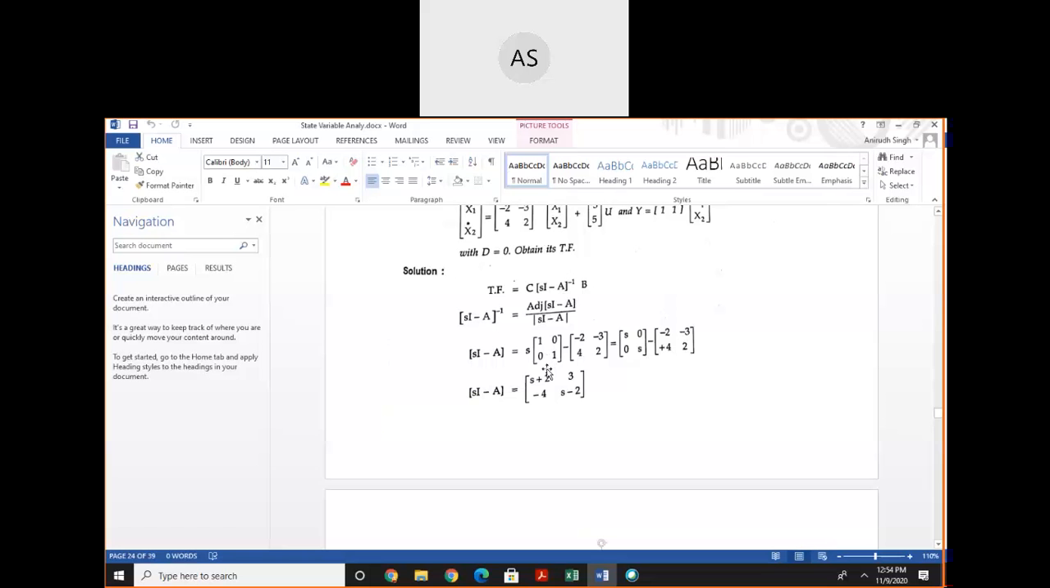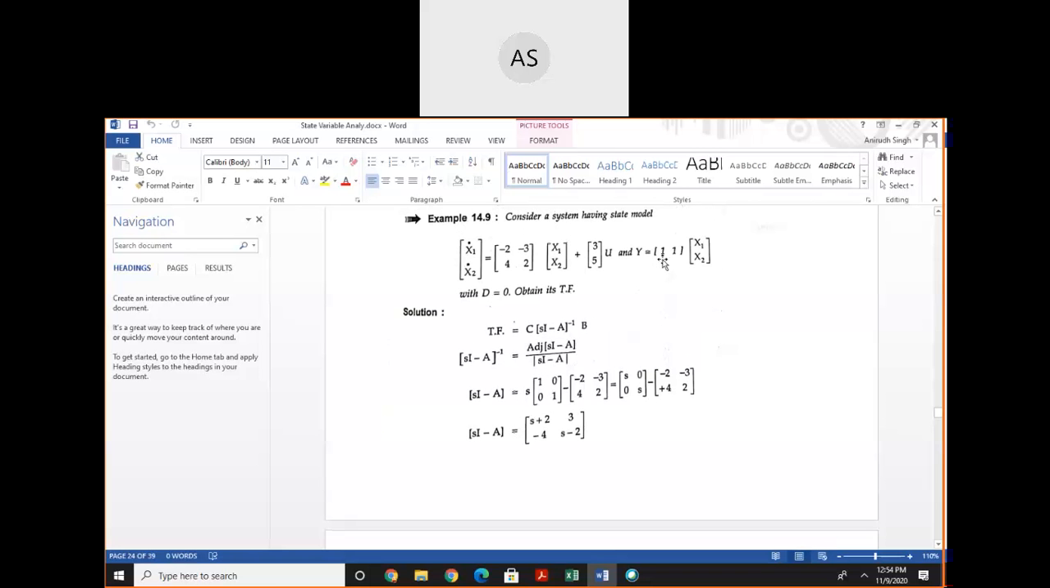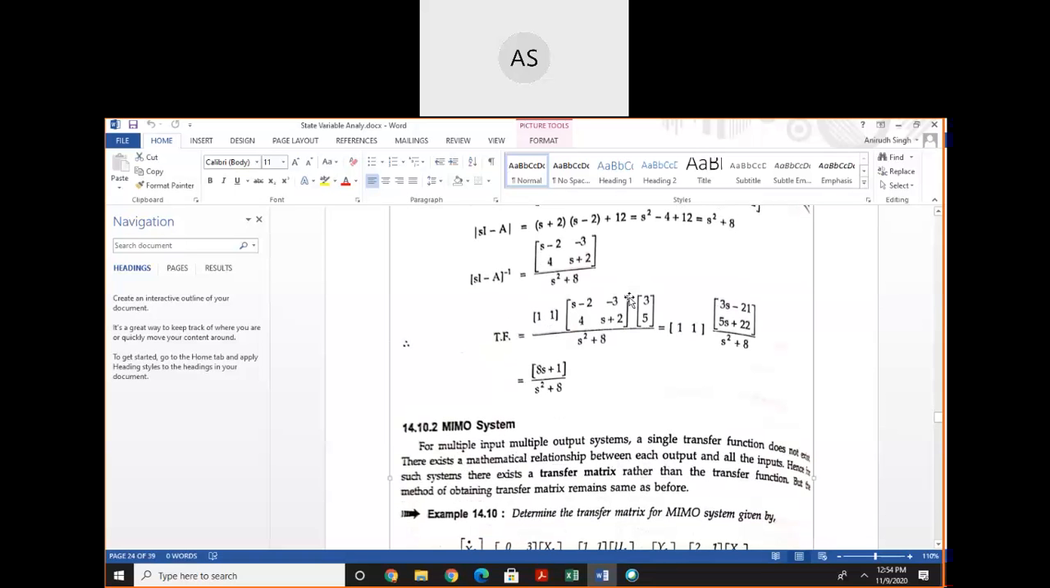Then the transfer function is given by C multiplied by the inverse of SI minus A multiplied by B. The value of C in this case is this and B is this. So if we substitute the value of C, the inverse of SI minus A, and B, divided by S square plus 8, and when we simplify this matrix we get the transfer function of the given system.